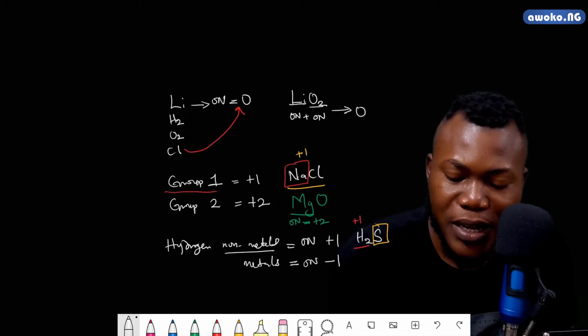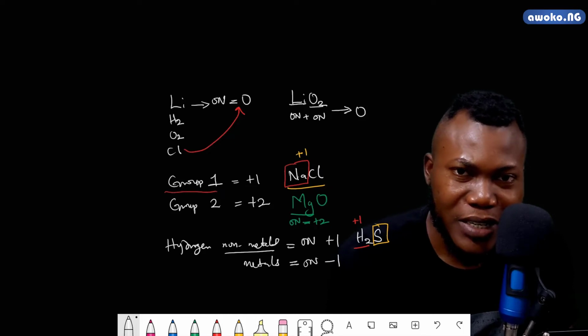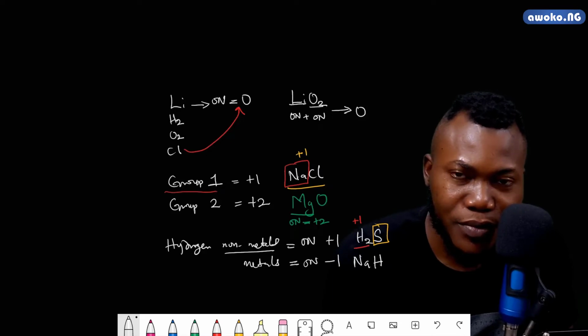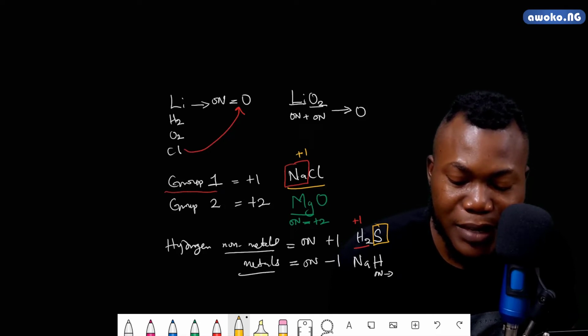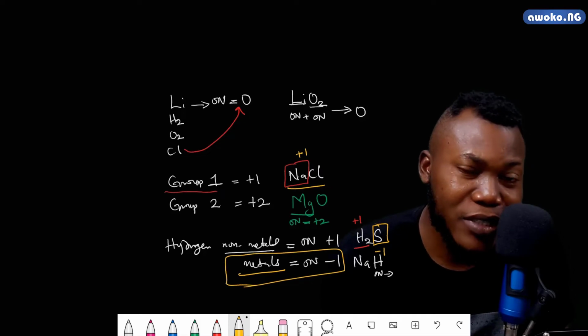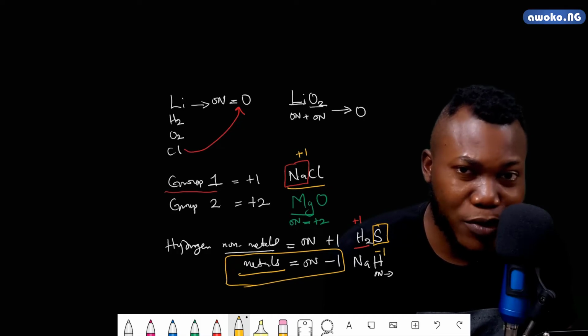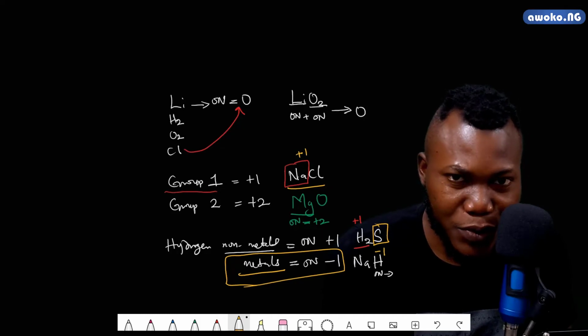But let us consider hydrogen in a metallic compound, say sodium hydride, for example. Oxidation number of hydrogen, because it's in a metallic compound, we say is going to be -1, following this particular rule that we have here. Hydrogen standing with metals is always going to assume an oxidation number of -1.